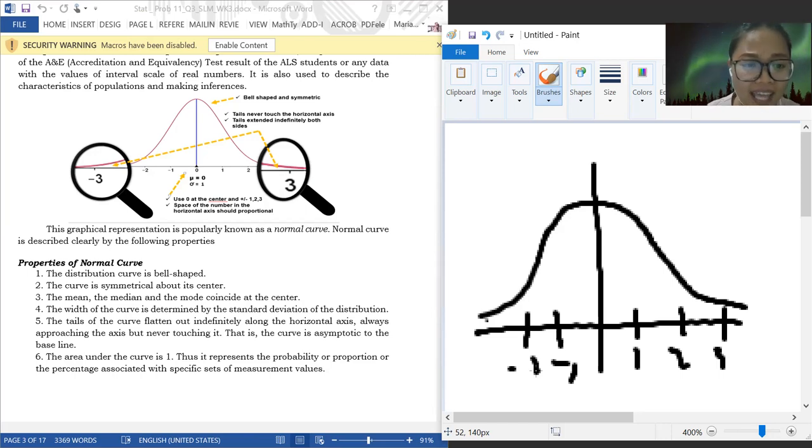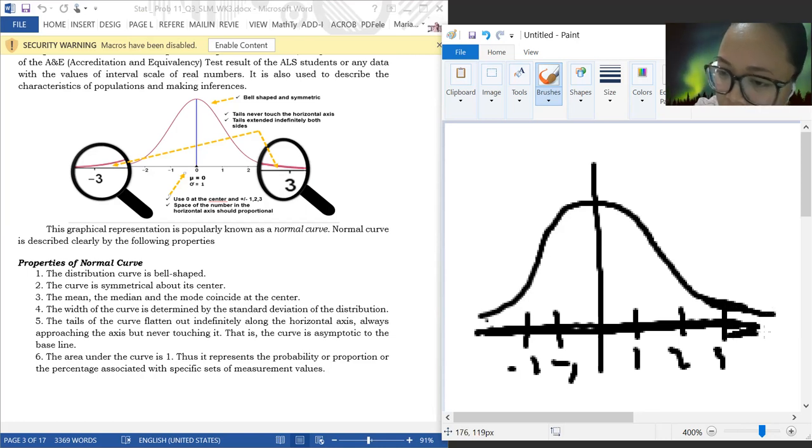And then, the tails of the curve flatten out indefinitely along the horizontal axis. It will go infinitely but it will never touch the horizontal line. It is like an asymptote. They go close but they will never meet. Then, the sixth characteristic is the area under the curve is 1.